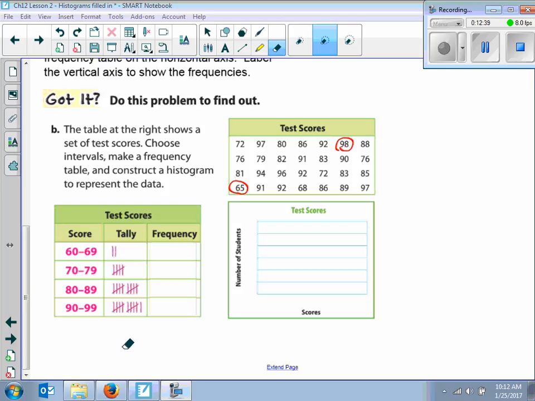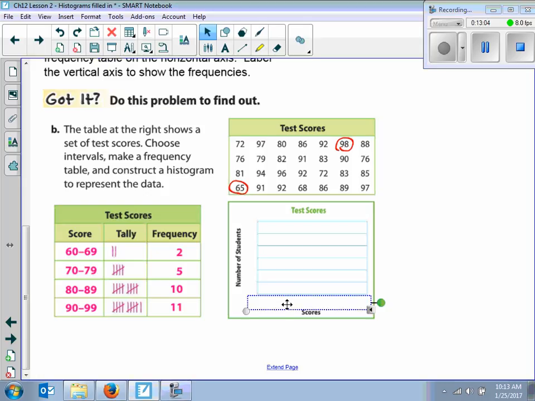And then the frequency, all we're doing is adding up the tallies. So what do we have here? 2, 5, 10, and 11. All right, so we have scores. The scores go on the horizontal axis, and we are going to use equal intervals. The equal intervals are 60 to 69, 70 to 79, 80 to 89, and 90 to 99.